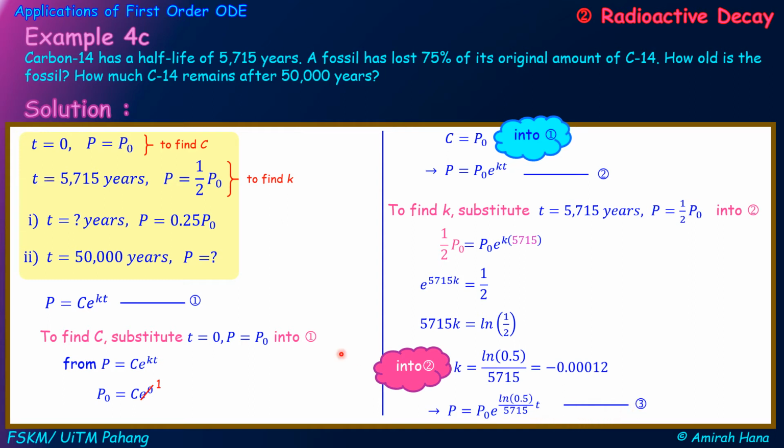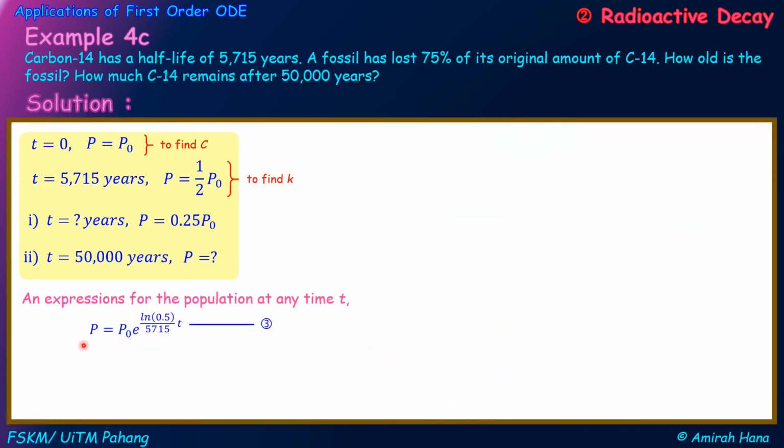Equations 1, 2, and 3 are the same equation. In equation 1, we still have C and k. In equation 2, we substitute the value of C. And in equation 3, we substitute the values of C and k. From the previous slide, we get P equals P naught e to the power of ln 0.5 over 5715t, and we name it equation 3.